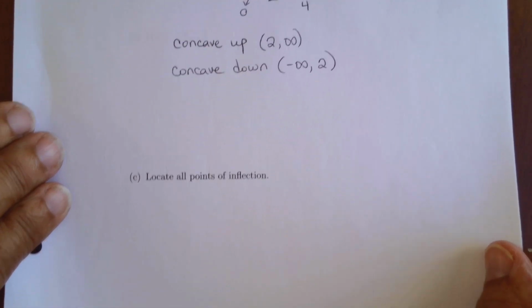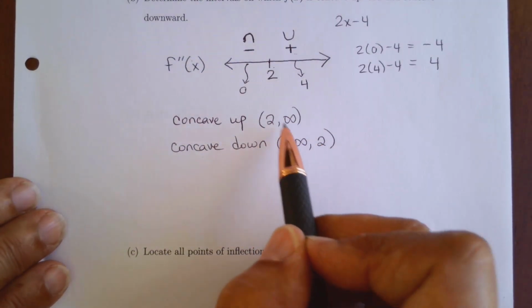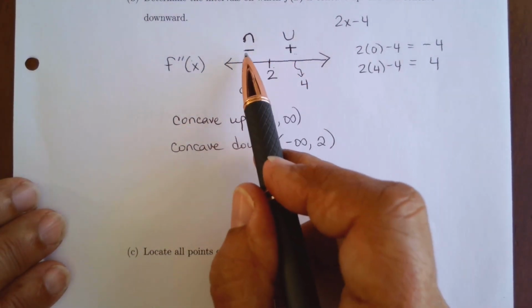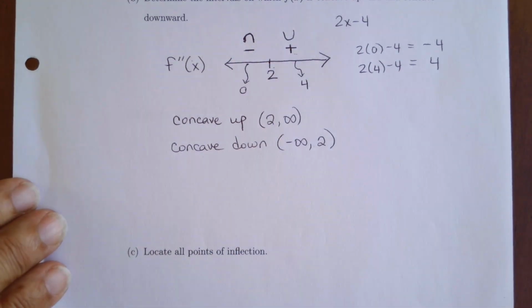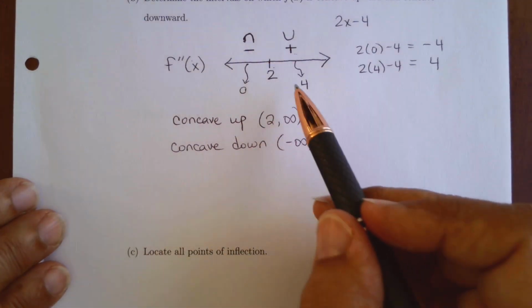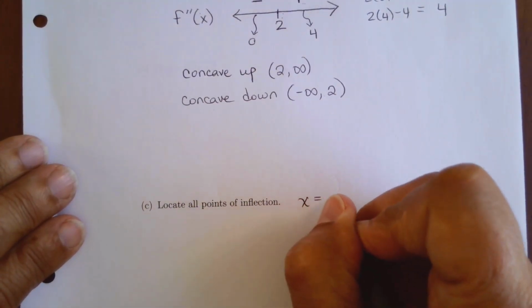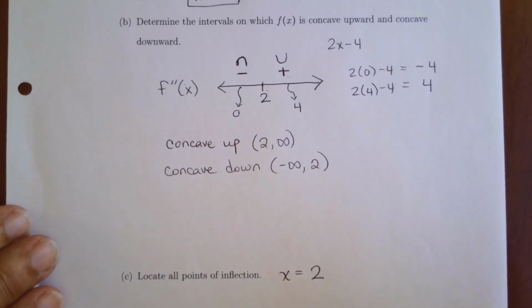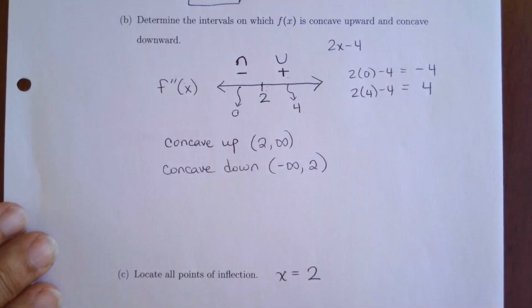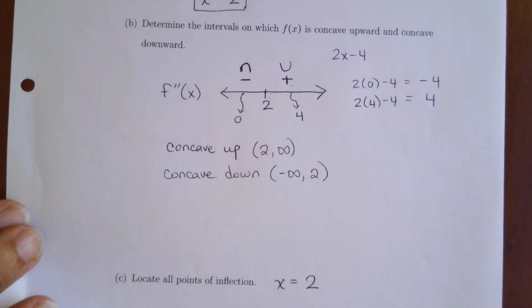All right, so points of inflection, did we change? Yes, we did, right? We went from minus to plus, so concave down to concave up. So at 2, that is a point of inflection. If we did not change, then remember that's not a point of inflection.